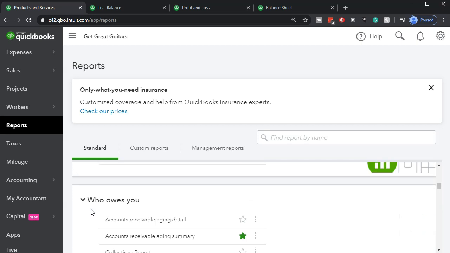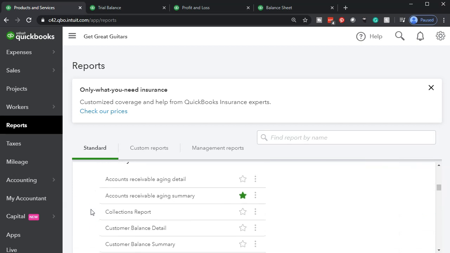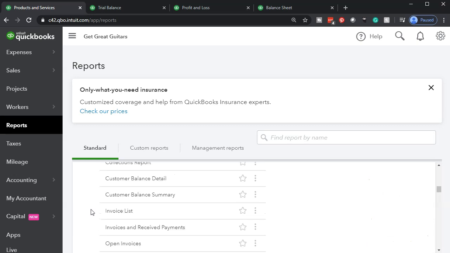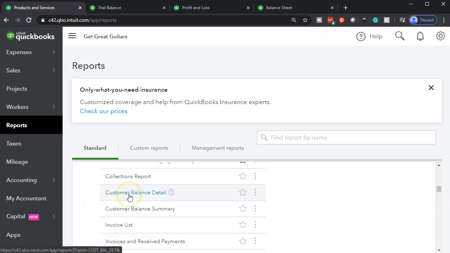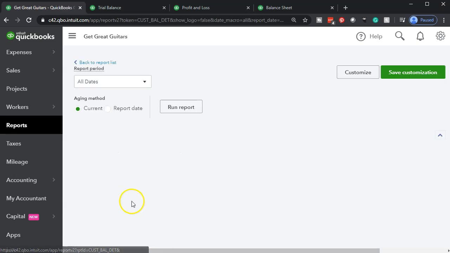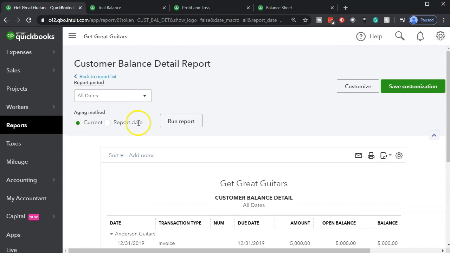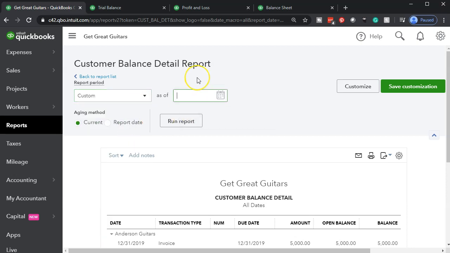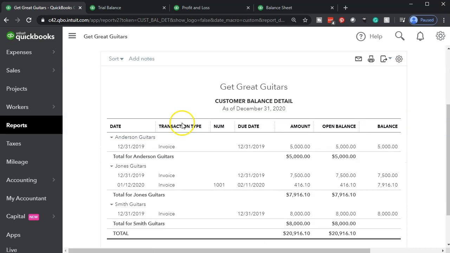So I'm going to scroll down. We're looking for who owes you. We want the accounts receivable, our customer balance detail. Customer balance detail, that's the one we want. So I'm going to select that one. Then I'm going to go back up top and we're going to change the dates. I'm going to make a custom date, as of 12/31/20, and run that report.